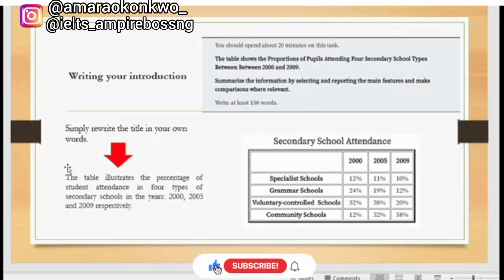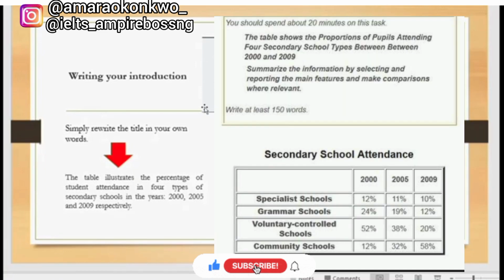Now let's go on to write the introduction. The introduction is just a rewriting of the title that is given. The table illustrates. Remember I said you can use gives information, illustrates, or shows. Here I'm using illustrates. The table illustrates the percentage of student attendance in 4 types of secondary schools in the years 2000, 2005, and 2009 respectively. So we are able to mention all 3 years. Instead of saying between, we decided to mention all 3 years. Now we are not mentioning all the schools because it's going to make our introduction very long, and that's quite unnecessary.